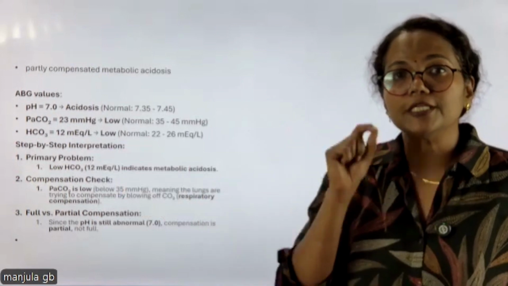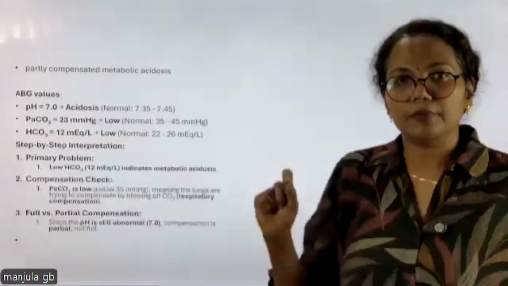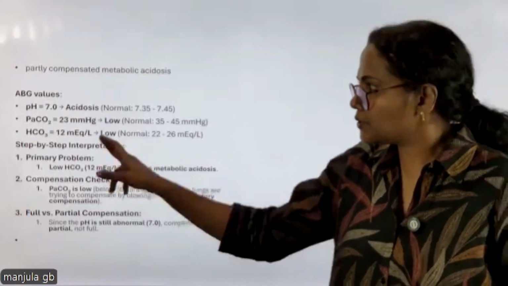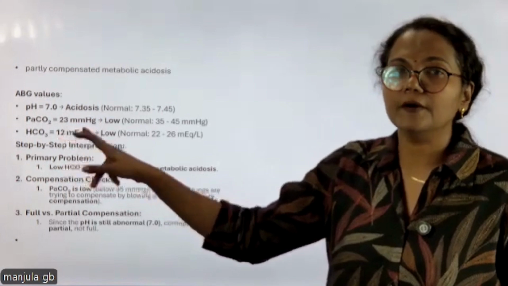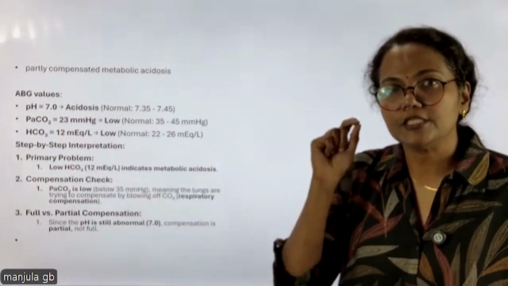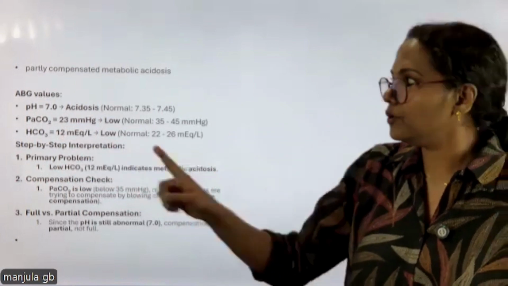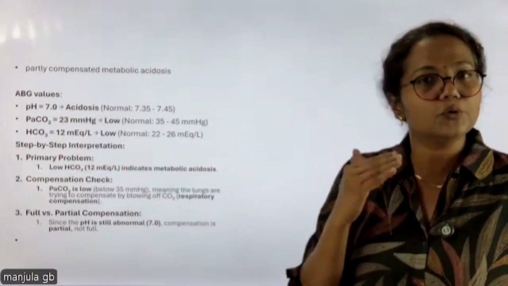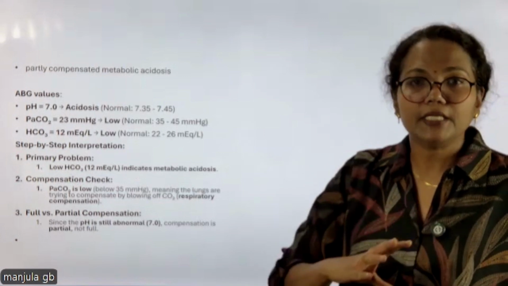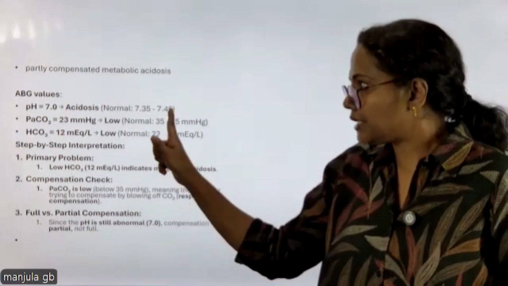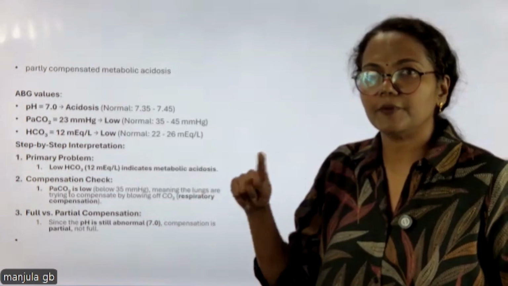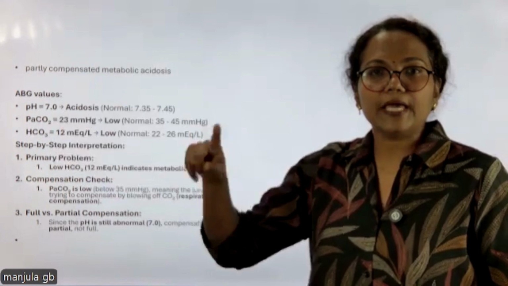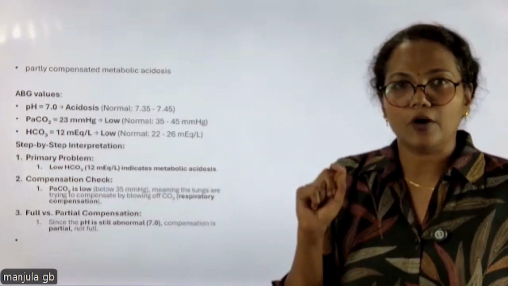Then how do you know whether it is fully, partially, or uncompensated? Now here you know that it is not uncompensated, because you can see there is a compensation happening here. So it is compensating, but whether it is full or partial, how will you know? Again, go back to pH value. pH is low, it is still acidic. So that means it is not pulled into that normal level of between 7.35 to 7.45. The pH is still abnormal. So that means it is partially compensated.